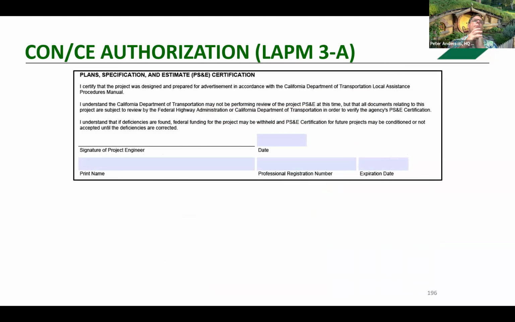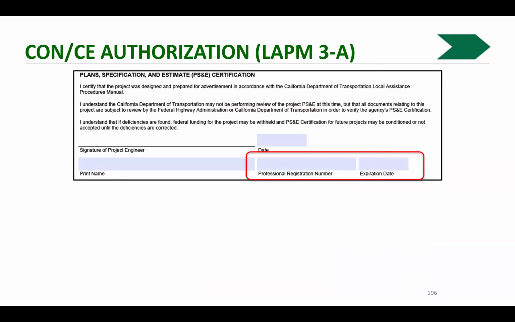So they said that we have to do a certification of the PS&E. It must be certified by an engineer responsible for the project. The engineer may be a direct employee of the local agency, or in this case, it may be a consultant. The engineer must be a professional engineer, or if it's a landscape project, it could be a landscape architect.